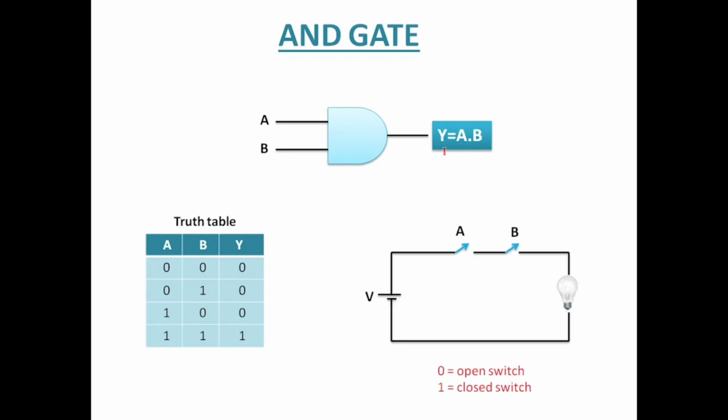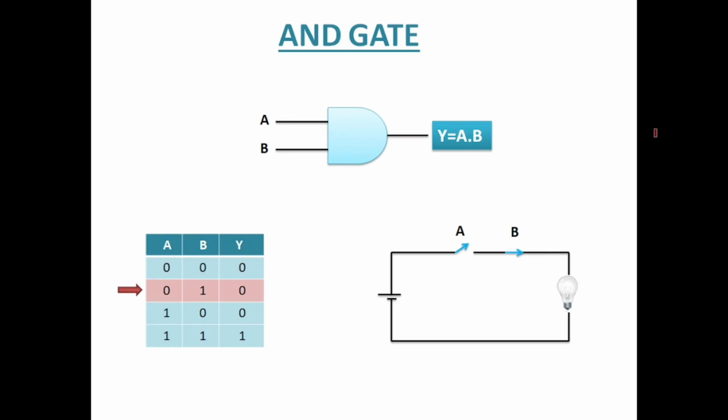To get more clarity, let us understand it using these circuits where A and B, the two inputs, are taken as switches and an LED is placed and a voltage source is placed. Now 0 level will be equivalent to open switch and 1 is considered as closed switch. So in the first case, when both A and B are 0, that is both the switches are open, in that case circuit is incomplete and the LED does not glow.